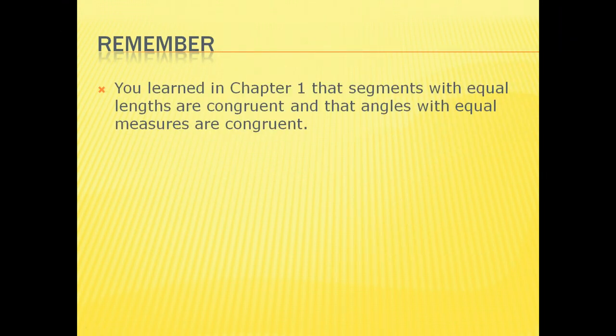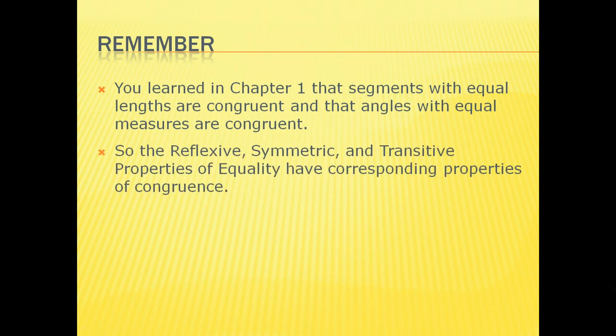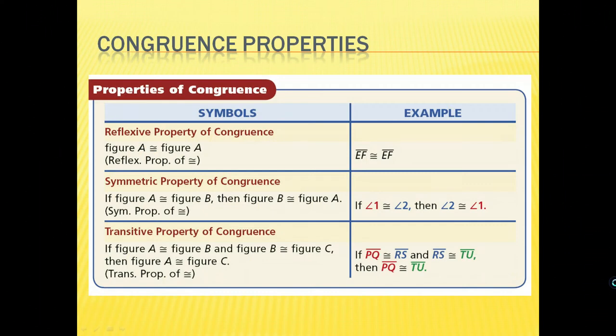Remember that in Chapter 1 we talked about segments with equal lengths, and we identified them as congruent, and angles with equal measures are also congruent. The reflexive, symmetric, and transitive properties of equality have corresponding properties of congruence. Congruence properties are here in the chart.